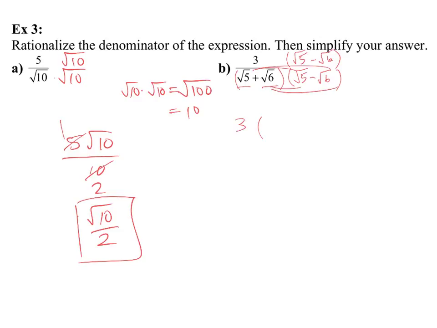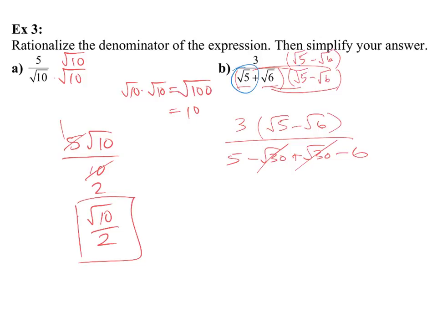So on the top we have 3 square root of 5 minus square root of 6. On the bottom we have 5 minus the square root of 30, then plus the square root of 30, and then minus 6. And notice the 2 middle terms will always cancel out. And since that's always the case when you're multiplying by conjugates, instead of multiplying everything out, you could just multiply the first terms and then multiply the last terms and just end up with 2 terms, and that's what you're going to end up with anyways.